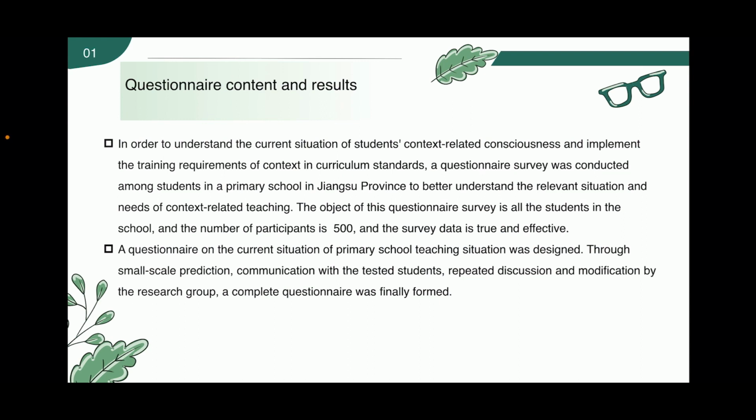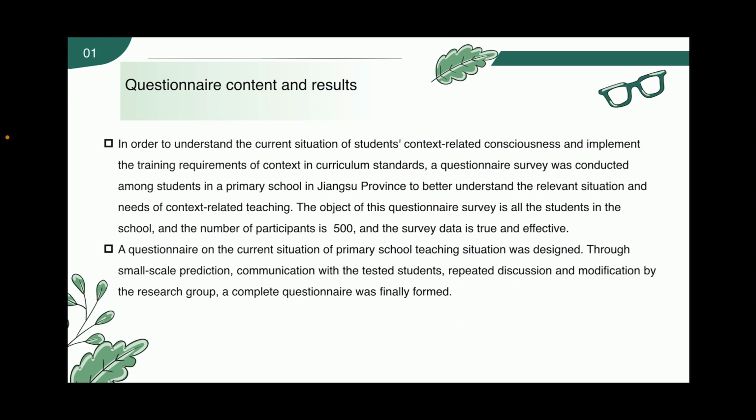In order to understand the current situation of students, context-related conditions, and implement the training requirements of context in curriculum standards, a questionnaire survey was conducted among students in primary school in Jiangsu province to better understand the relevant situation and the needs of context-related teaching. The object of the questionnaire survey is all the students in the school, and the number of participants is nearly 500, and the survey data is true and effective.